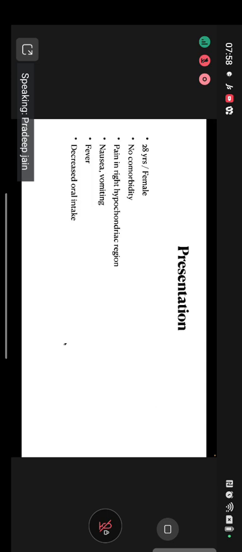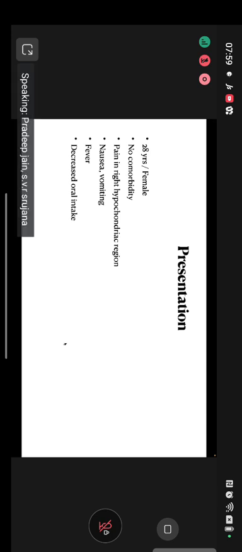So we come to the next case now. This is a 28-year-old female, no comorbidities. She presented to us with pain in the right hypochondrial region. In fact, she did not come to us the first time; she went to somebody else. She presented with pain in the right hypochondrial region, nausea, vomiting, fever, and decreased oral intake. So what are the possible diagnoses?